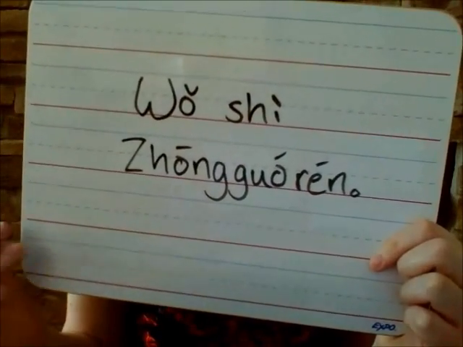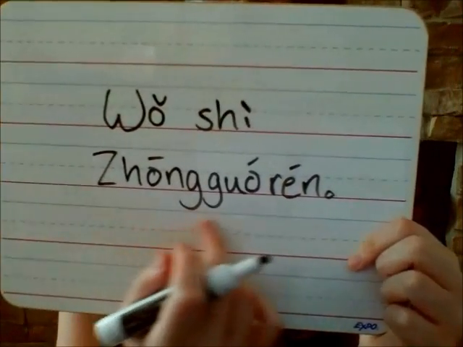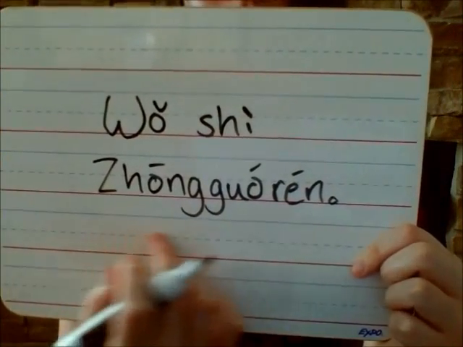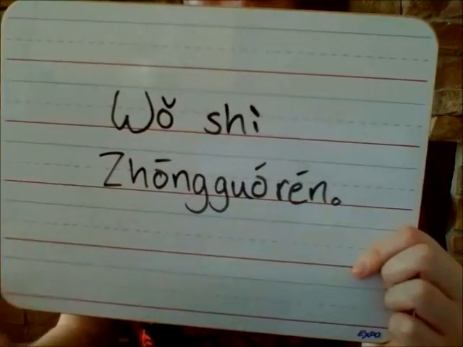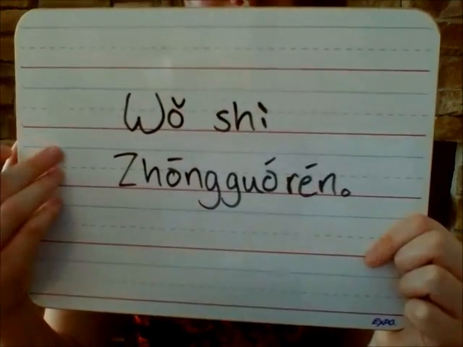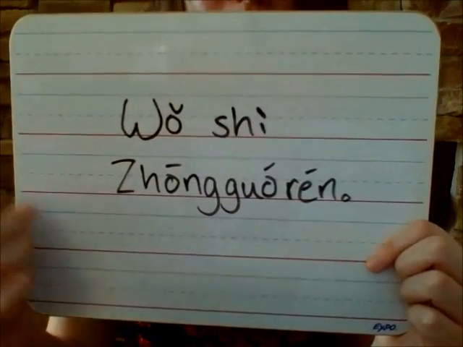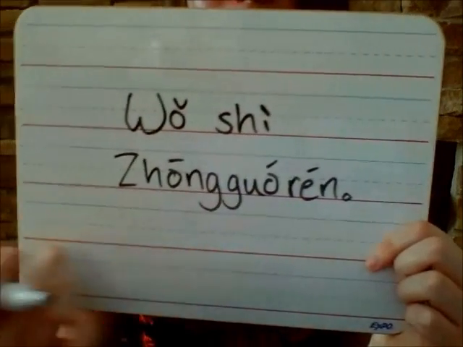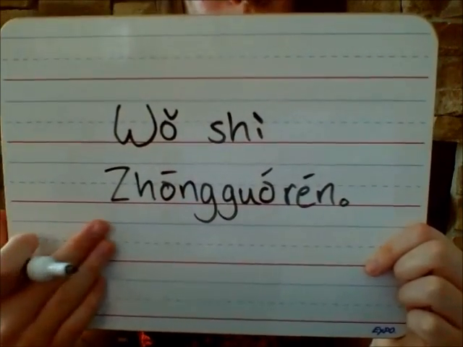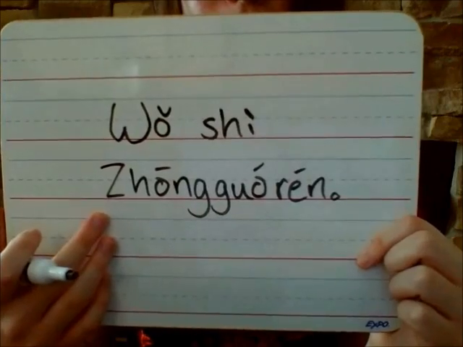I'm 中国人. 中国 is China. So 中国人, Chinese person. I am Chinese. 我是中国人. 中. Good. Sounds good. So 我是中国人 means I'm from China. I'm Chinese. Maybe not Chinese though.